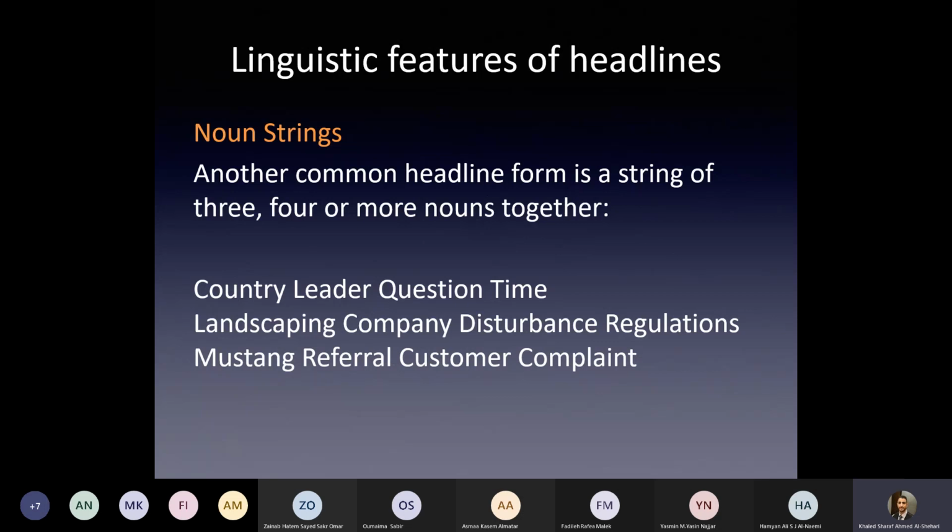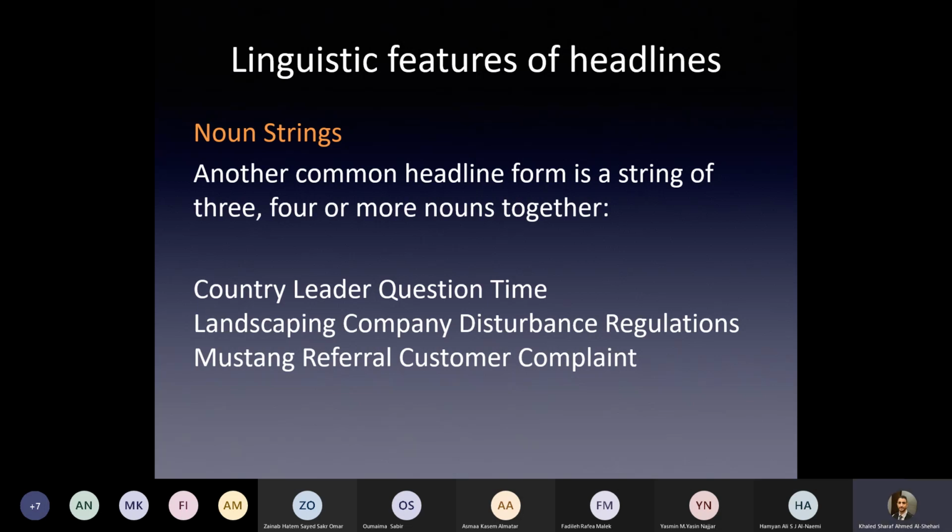Noun strings. A string of 3, 4, or even more nouns together, without verbs, without adjectives, just nouns. You may have this structure in the headlines. Look at those examples. See how lengthy the strings are here? Can't read a question time. There's no verb, no adjective, nothing, just the nouns.